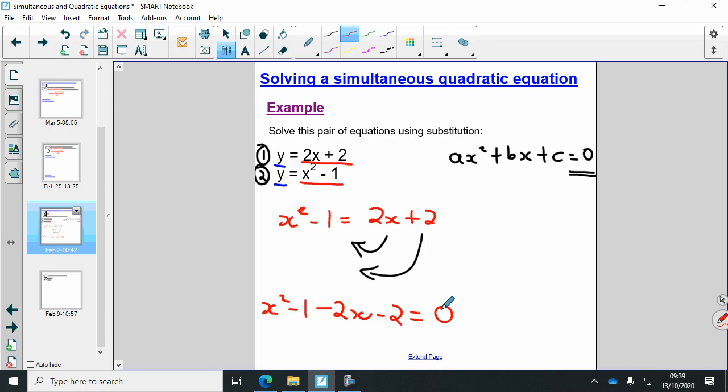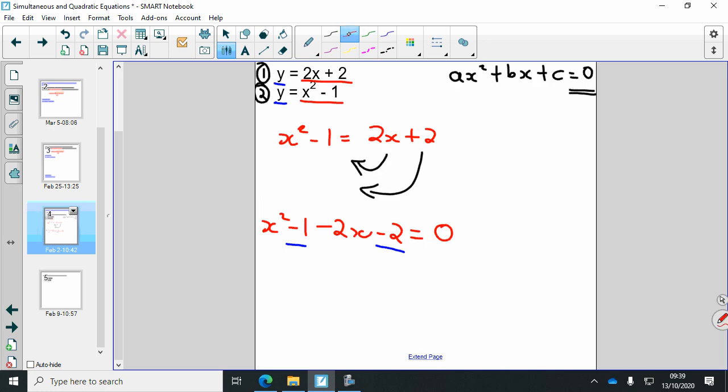Now we just need to tidy that up a little. There's two like terms to collect. In this case we've got minus 1 and minus 2. So we're going to collect those. So minus 1 minus 2 is minus 3. Okay, now we've got a quadratic which looks like this: ax squared plus bx plus c equals 0.